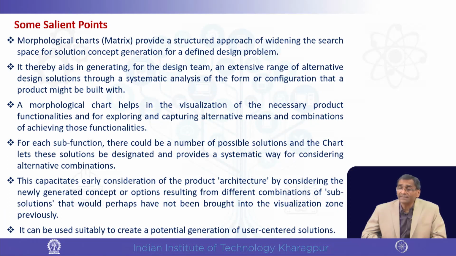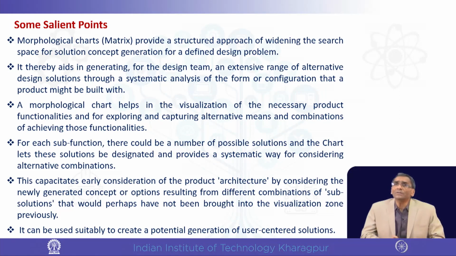It is a systematic analysis process for the form or configuration with which a product should be built up. A morphological chart helps in visualization, because the chart helps to see which function, which means, and whether the means are complete, everything, and that visualization helps to explore and capture the alternatives or the means and combinations of achieving those functionalities.